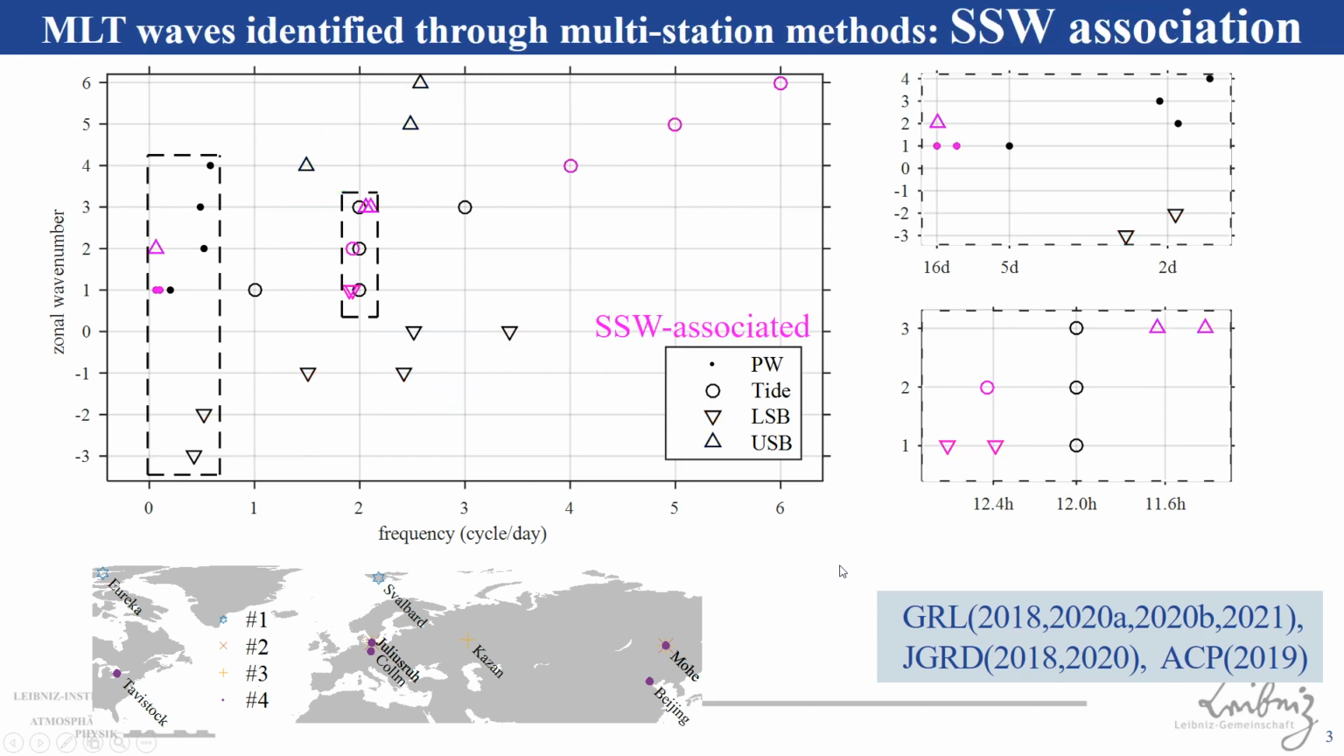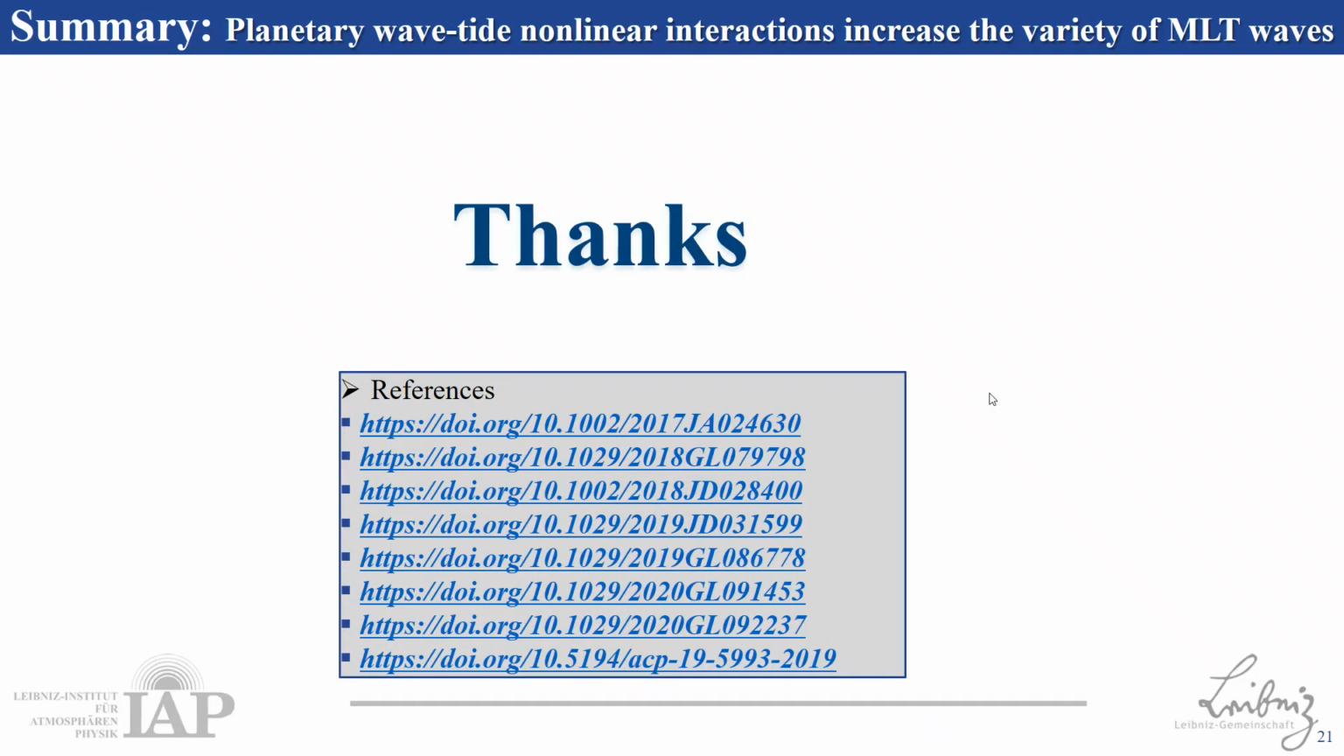And we can color these waves according to their association with SSW. So we find that high order tidal harmonics, some planetary waves, the interaction between planetary waves, and also the sidebands near 12 hours, as well as the lunar tide, are associated with the SSW. Here's a one-sentence summary: the planetary wave and tides nonlinear interaction increased the variety of MMT waves significantly. Thank you very much for your attention.